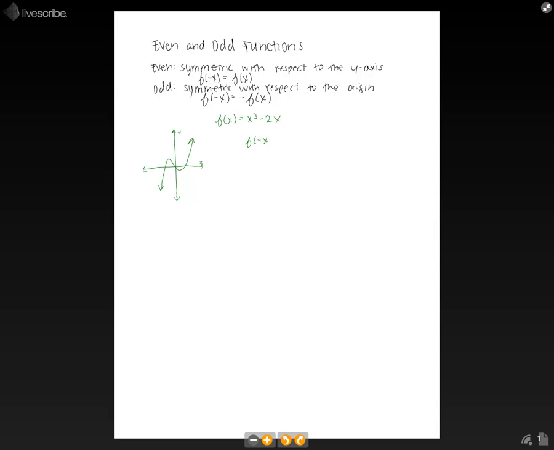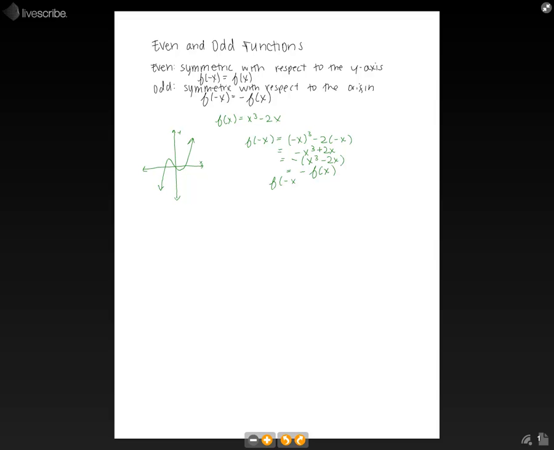We insert a negative x into our function, which gives us negative x cubed minus 2 times negative x, which simplifies to negative x cubed plus 2x. We can see that this looks like our original function, except for the signs are switched. So if we pull out a negative, we'll be given x cubed minus 2x, which is our original function, so this is negative of the original function.